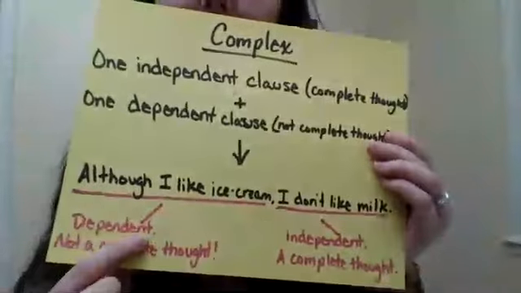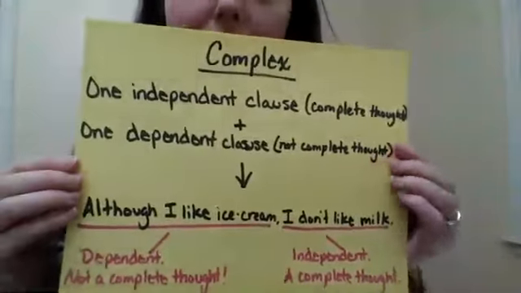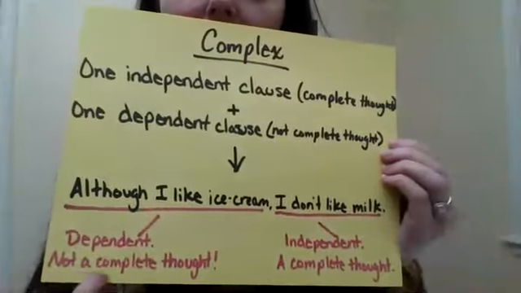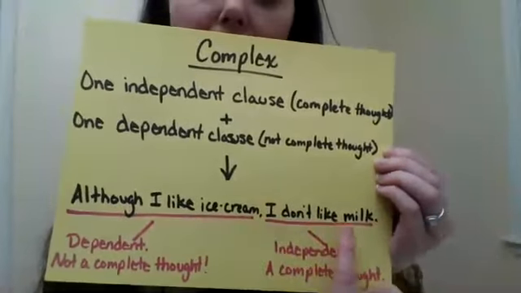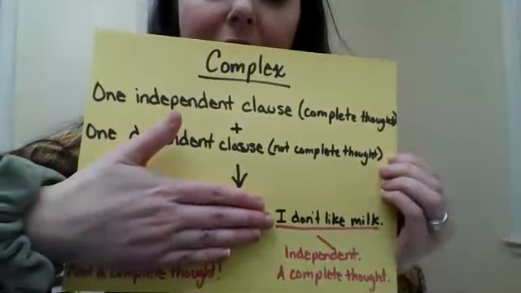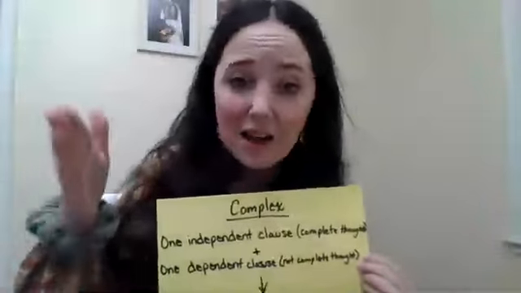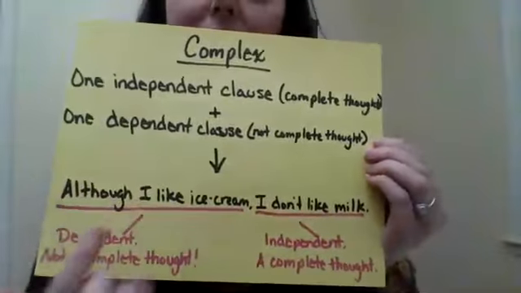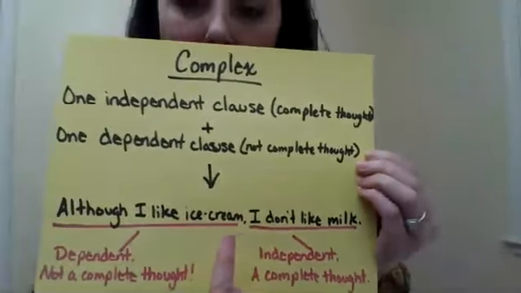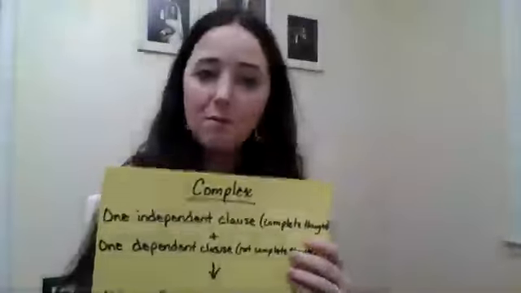So that's a dependent clause. If I just used that alone as a sentence, it wouldn't work. It wouldn't sound right. So that's a dependent clause, not a complete thought. But I have at the end, I don't like milk. So if I just had that as a sentence, I don't like milk, period, that's a complete sentence. I don't like milk. That's a complete thought. So that makes it an independent clause. Put these together. Although I like ice cream, comma, I don't like milk. Although I like ice cream, I don't like milk. That is a complex sentence.